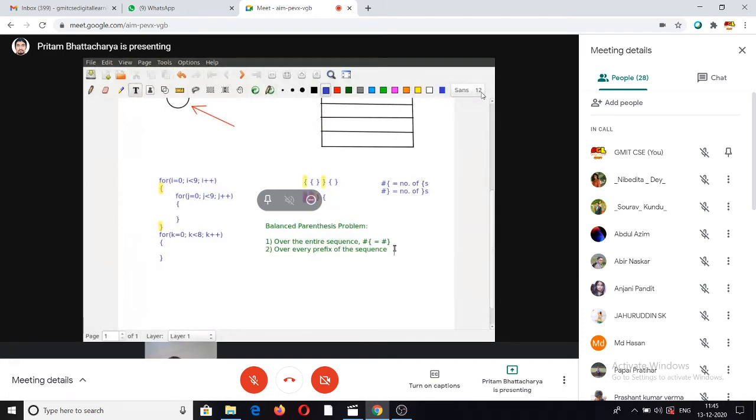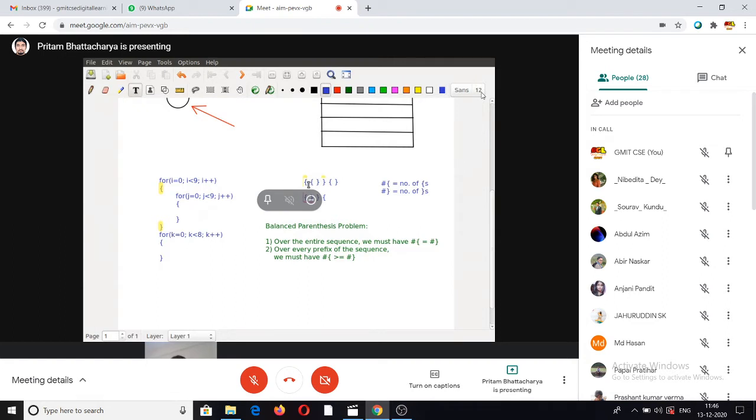Okay. So we know that over the entire sequence we must have the number of opening braces equal to the number of closing braces, and over every prefix of the sequence we must have the number of opening braces greater than or equal to the number of closing braces. Now see how this helps. So let's consider the first one. This is a valid sequence, right? So here, let's consider every possible prefix.